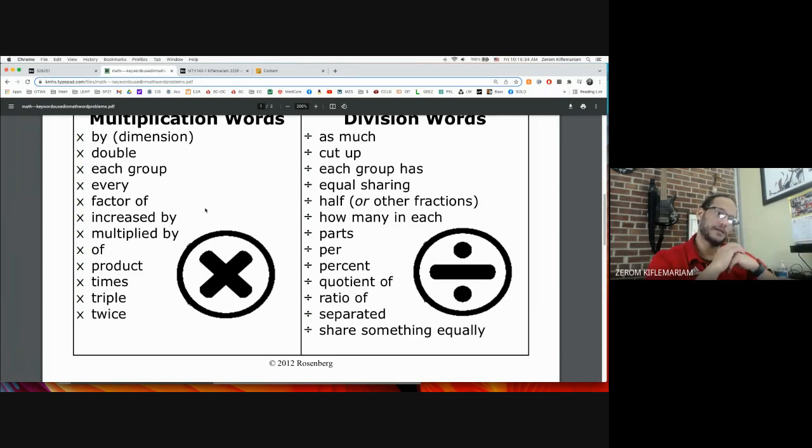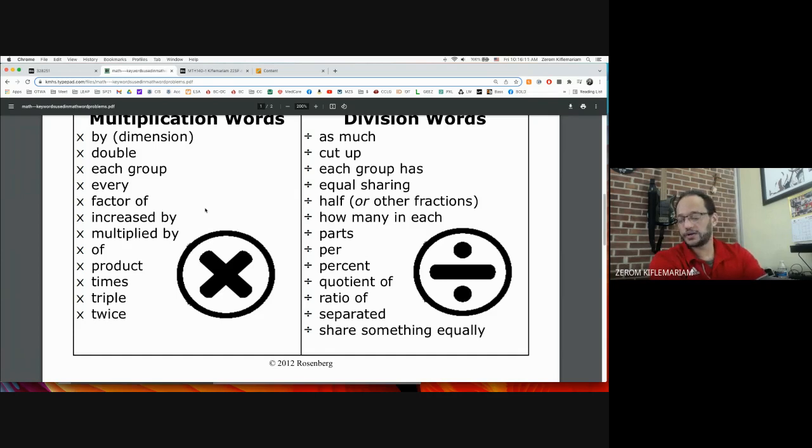Especially with dimensions, area, rectangle, octagon, whatever measurement we are given, if we see "by", doubling values, each group, every one, the factor of, increased by, multiplied by. Usually we see the word "of" when we are dealing with percentages, and the product of, times, triple, twice, and so on. That should trigger the concept of multiplication.